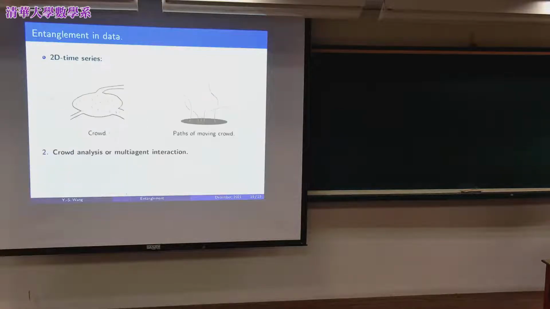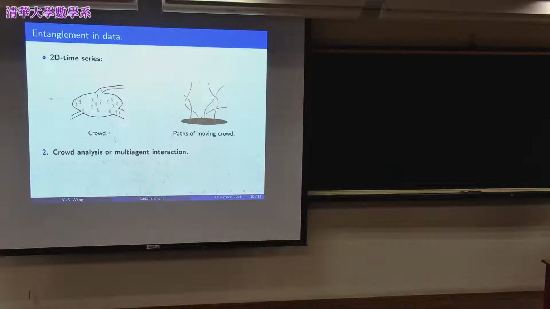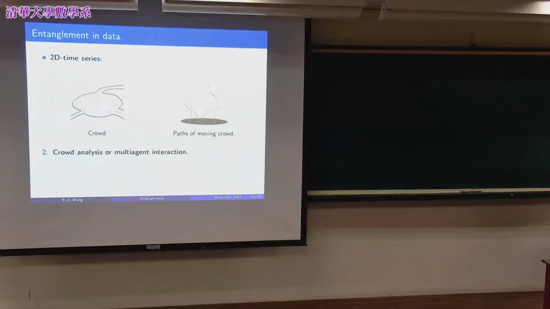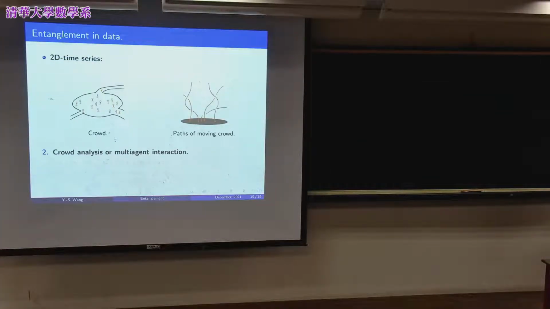And there's another interesting application that I found recently. It's about crowd analysis or multi-agent interaction. So that's really closely related to artificial intelligence. I don't know if you can see, but this is a crowd. There are a lot of people in a confined area. And again, if you observe this crowd, they are moving. If you observe this crowd for a period of time, then you get an entangled path in 2 plus 1 space, so 3-dimensional space. Their paths might be entangled.